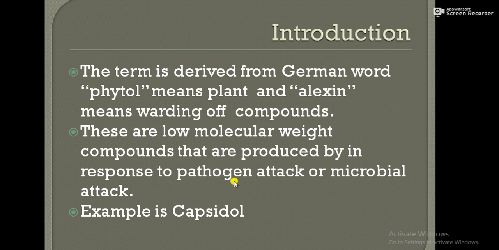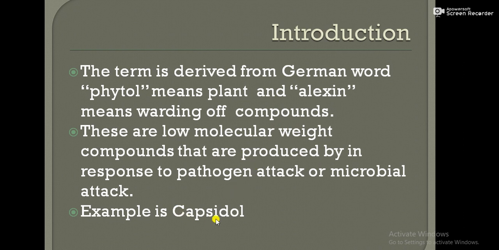Why are they called phytoalexins? Because they are produced by the plant when a pathogen or microbes attack the plant. Pathogens are any organisms that attack the plant and harm it, and microbes include bacteria and viruses, etc. When they attack, the plant produces low molecular weight compounds for defense. These are called phytoalexins. Chemically, they are sesquiterpenes. We will discuss this in the next slides.